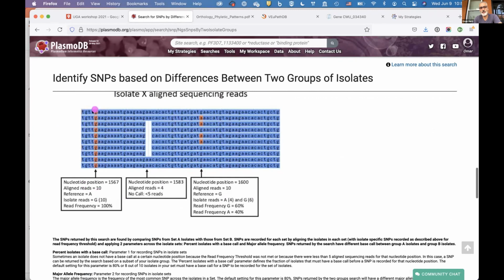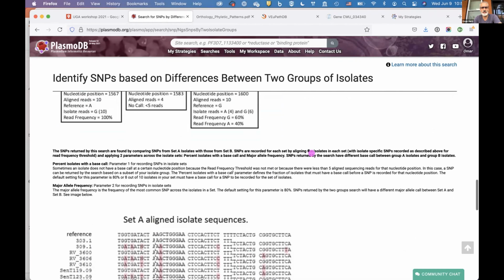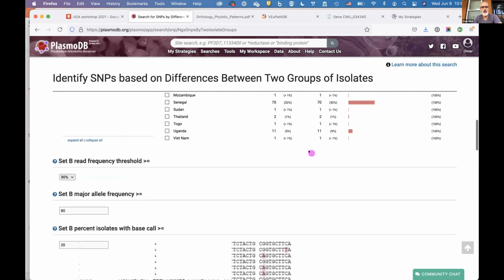So 100% read frequency would match this, or in this case, this would be a 40% read frequency, I believe, and so forth. Okay, and so you can read this. There's a lot of detail and information here.